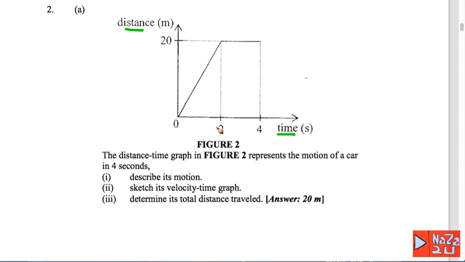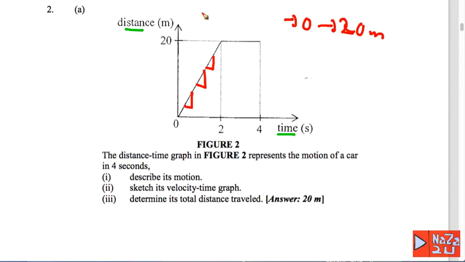So now, from 0 to 2, if you look at the graph here, we have an increase of distance from 0 to 20 centimeter. First, you can describe the distance from 0 to 20 meter, or you can describe the motion further, because this is a graph of distance versus t.